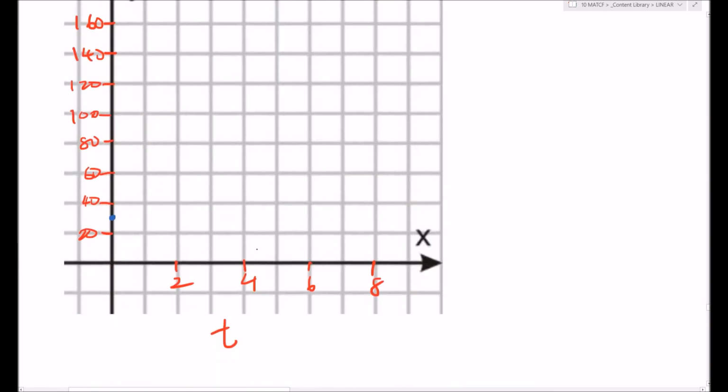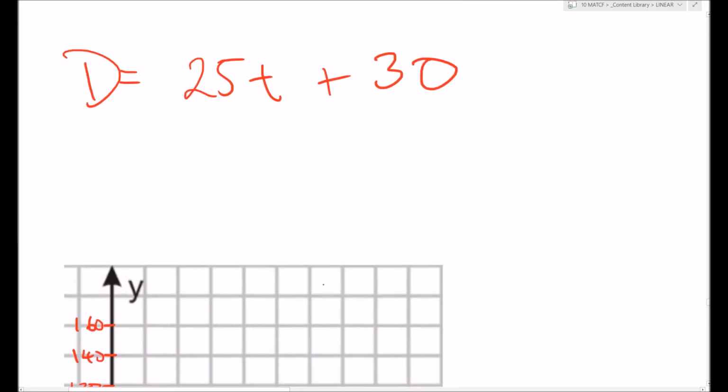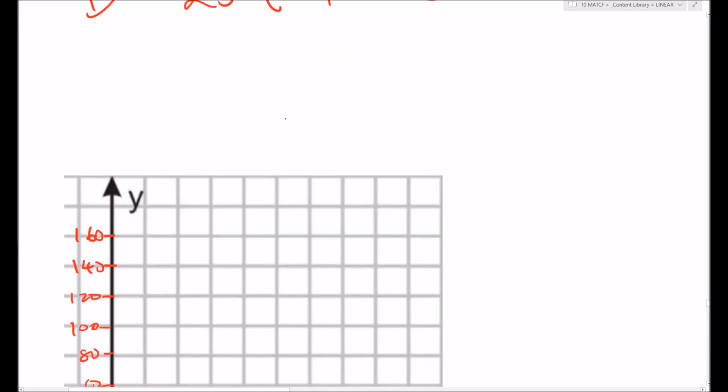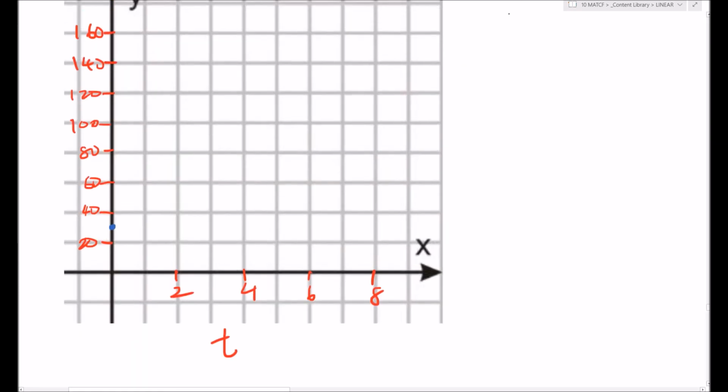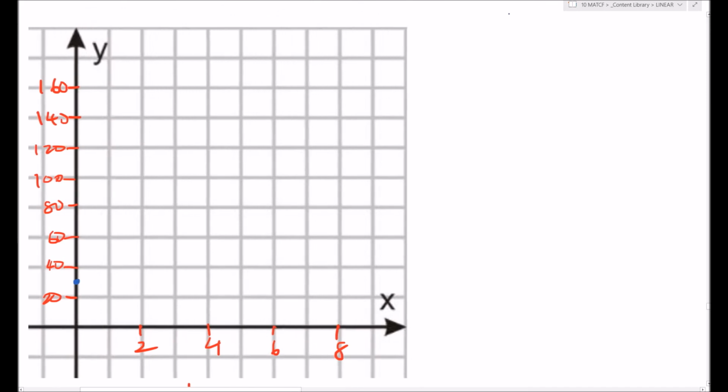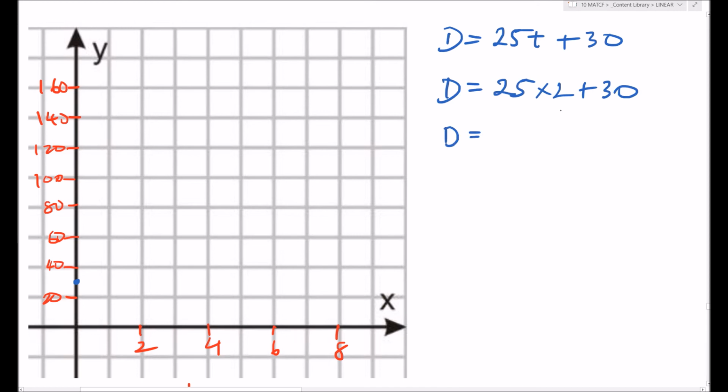Okay, so what you can actually do is use any of these x values, or t values in this case, and substitute it into your formula to figure out some coordinates. All right, so again the rule is D equals 25t plus 30. Let's use 2. Let's change t to 2 to figure out what d is. So if t was 2, what would d be? So d equals 25 times 2 plus 30. And I can work that out. 50 plus 30 is 80. Okay, so d is 80.